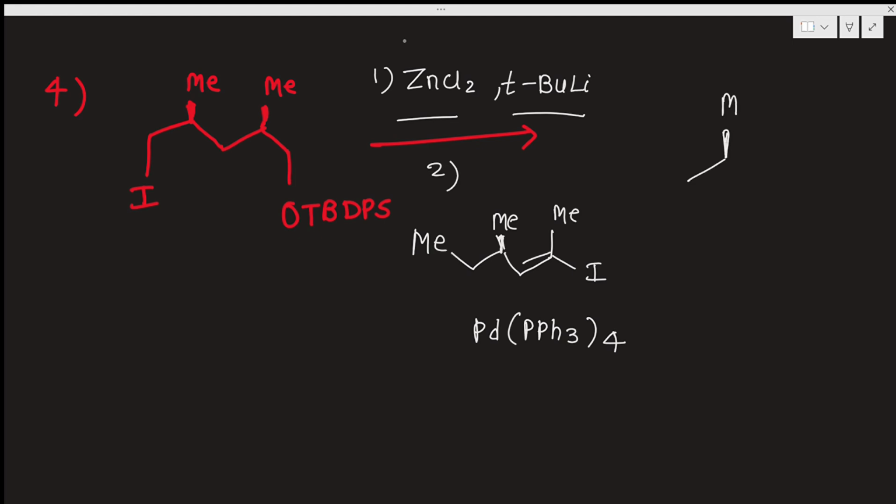See here, in this manner, as I have made in the earlier example. In the same manner you have to do. You will have to make ZnCl here. Now it is reacting with this compound. The second compound is being reacted with it in the presence of Pd(PPh3)4.